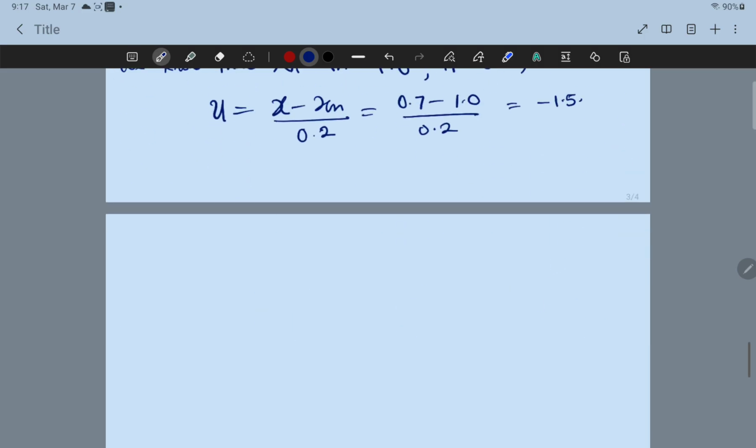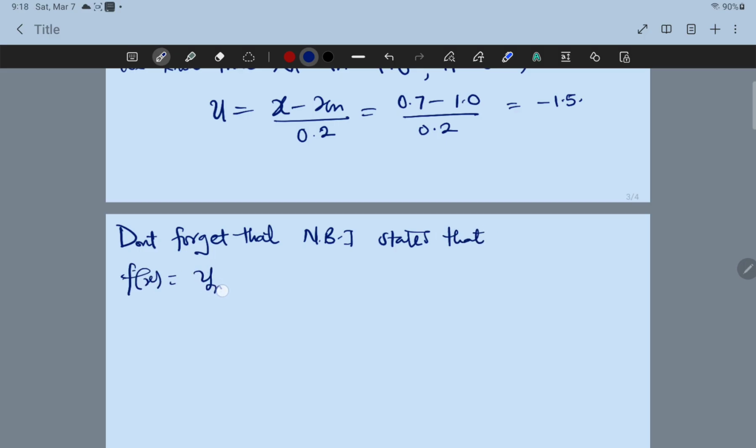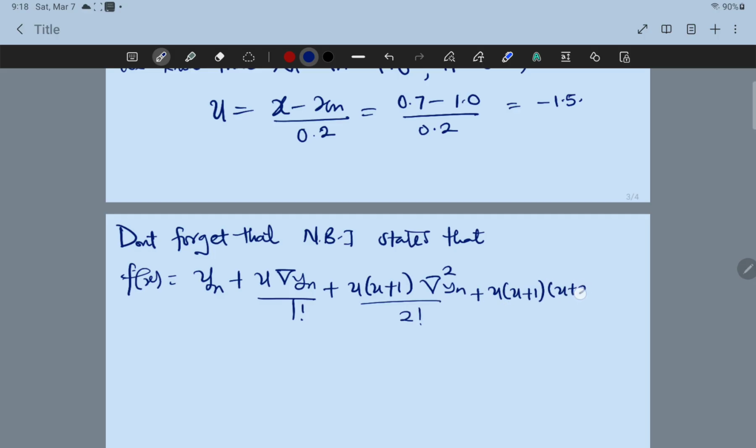And let's not forget that the Newton backward interpolation formula states that if you are finding f of x, it will be equal to yn plus u backward difference of yn over 1 factorial, plus u times u plus 1 backward difference squared of yn over 2 factorial, plus u times u plus 1 times u plus 2 backward difference cubed of yn over 3 factorial, and so on to infinity.